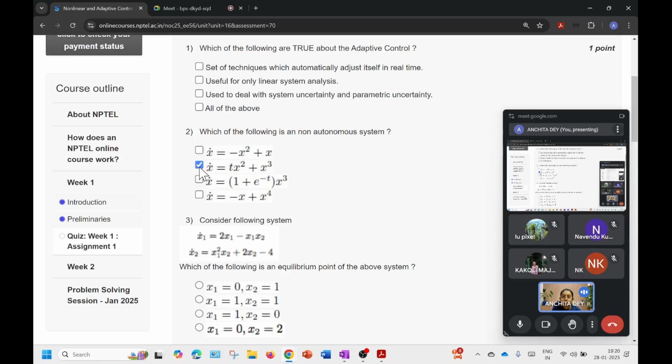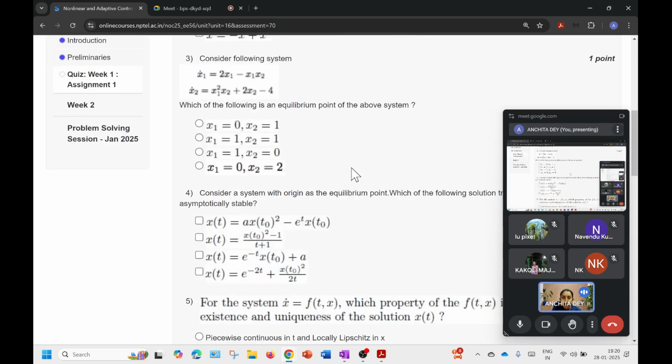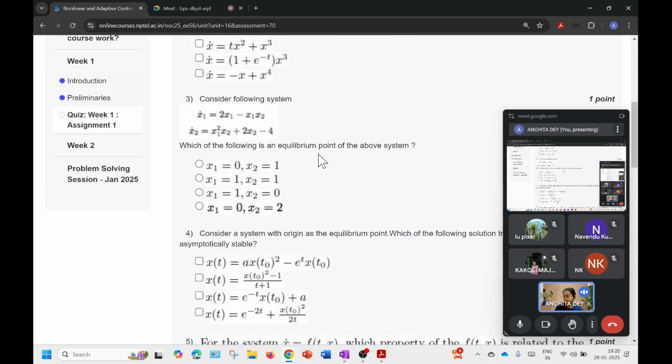Okay, thank you. So now let's move on to this question. It gradually starts to become interesting. So consider the following system. We have x1 dot equals 2x1 minus x1 x2, and x2 dot is equal to x1 square x2 plus 2x2 minus 4. Now this is the dynamics given to you, it's not linear, there are non-linearities in it as well because you have this x1 square term and x1 x2 term, right? So which of the following is an equilibrium point of the above system?